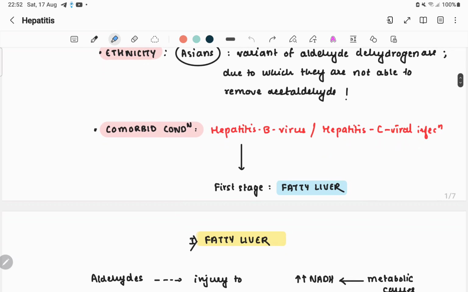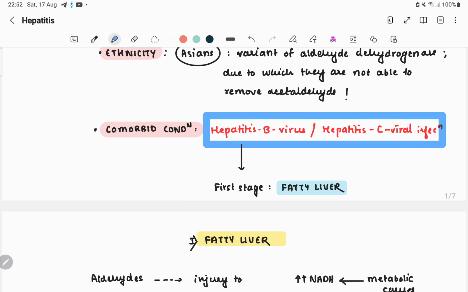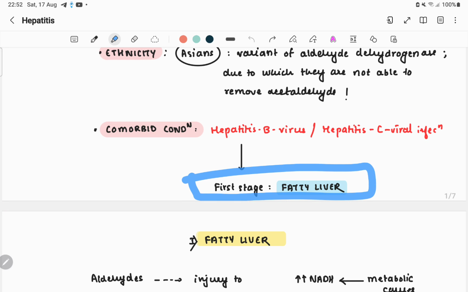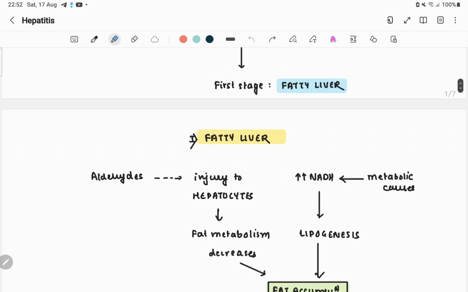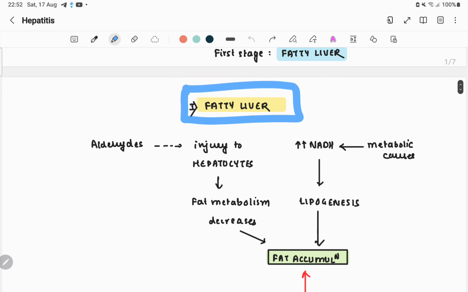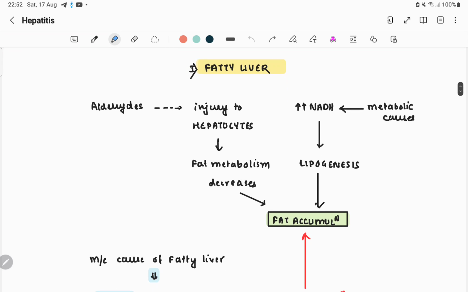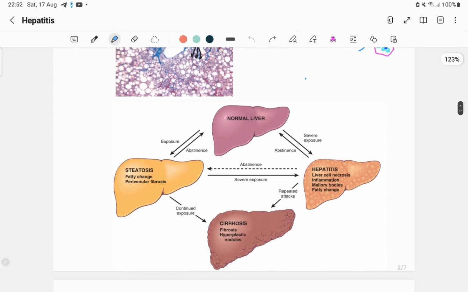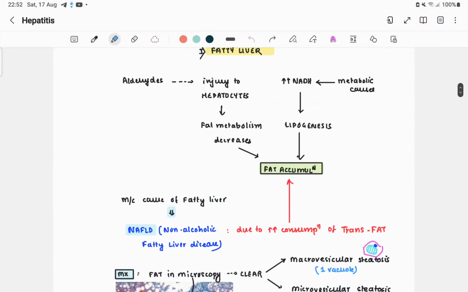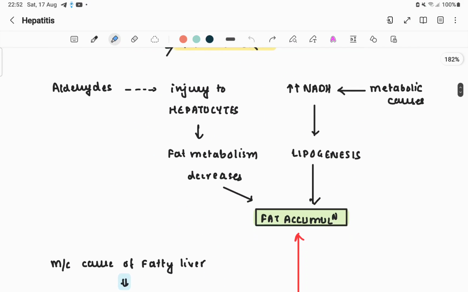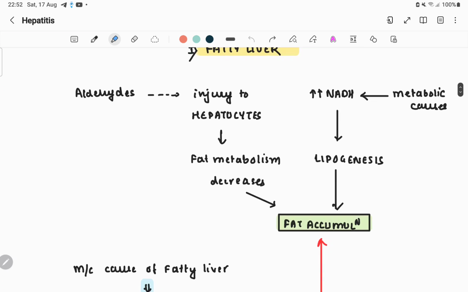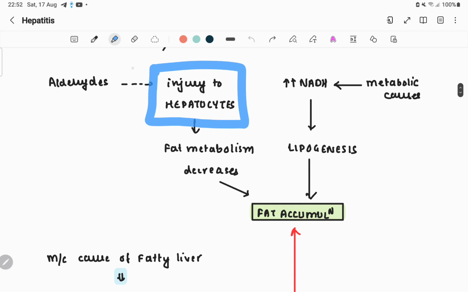Okay. And talking about comorbid conditions, hepatitis B virus or hepatitis C viral infections may predispose the individual to grade 1 or first stage, that is the fatty liver stage. So let's talk about the fatty liver first in detail. Pay attention to the pathogenesis, then we'll go to the microscopy, and then we'll discuss the alcoholic hepatitis. So this acetaldehyde and other aldehydes will cause injury to the hepatocytes.